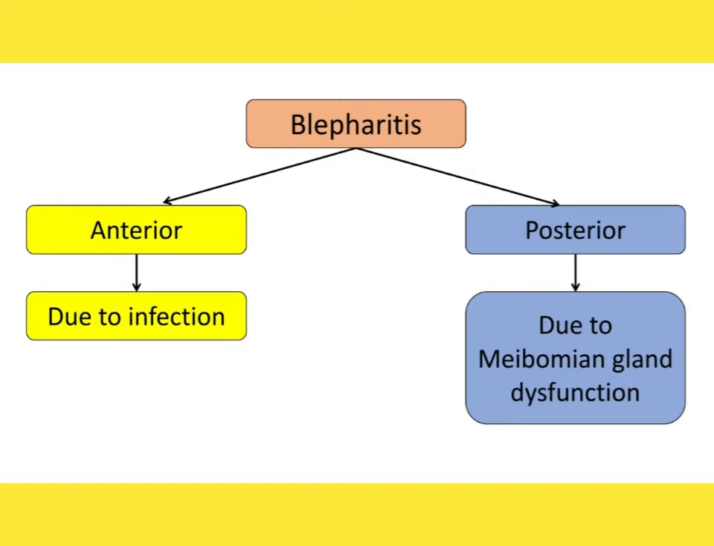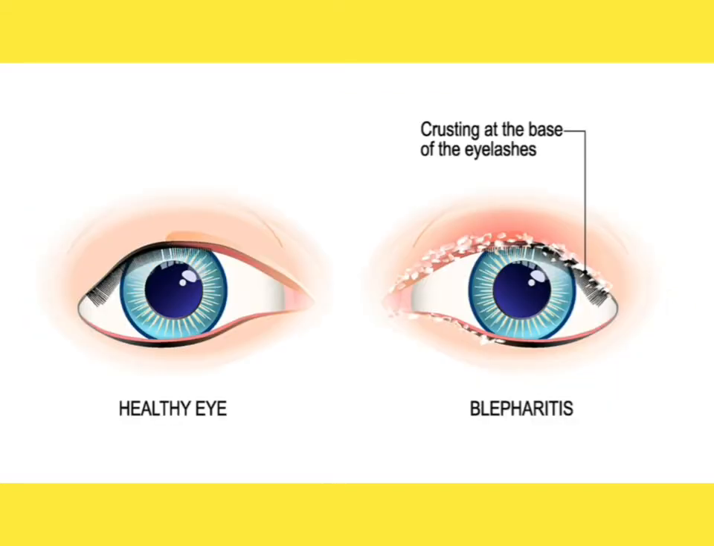MGD, also known as meibomian gland dysfunction, is also responsible for dry eye symptoms. In both anterior and posterior blepharitis, the symptoms that the patient feels are quite similar, which I will discuss in later slides. Okay, so here at first we can see a normal eye and a blepharitis affected eye. So this is a comparison.